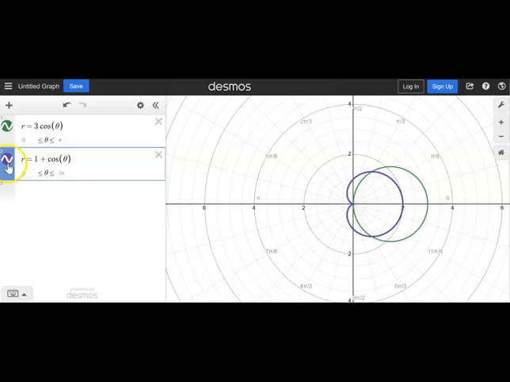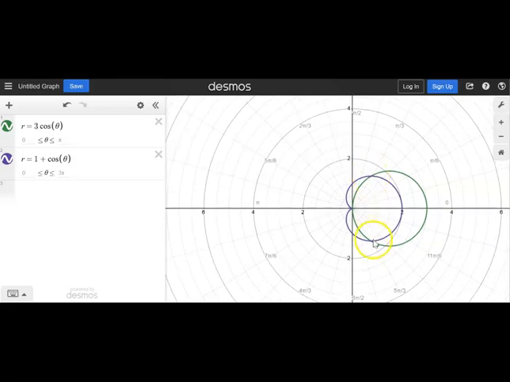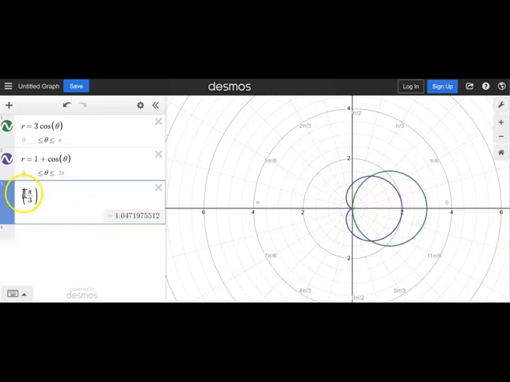So if you look here, this is the larger function, the 3 cosine theta, and then my 1 plus cosine theta is here on the inside. I have my points of intersection, which do not work as well in graphs like this. But I knew that they were at pi over 3 and negative pi over 3. So what do we get? Let's just plug one of these in.